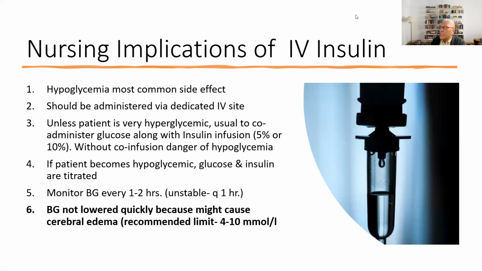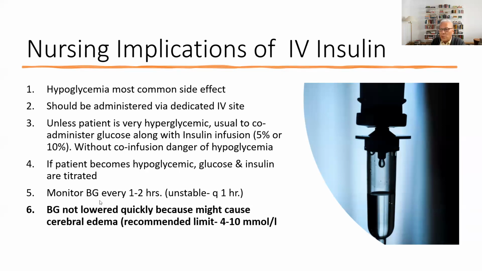All right, so what are some of the indications of IV insulin? Well, the most common problem associated with IV insulin is hypoglycemia. So we need to be very cautious in observing the patient for signs and symptoms of hypoglycemia. It should be administered via a dedicated IV line. And unless the patient is very hypoglycemic, it usually is going to be administered with dextrose. And we talk about that when we talk about DKA, along with the insulin, in order to prevent the rapid correction of the hyperglycemia. Because rapid correction of the hyperglycemia would cause cerebral edema.